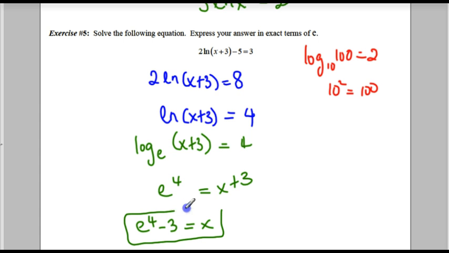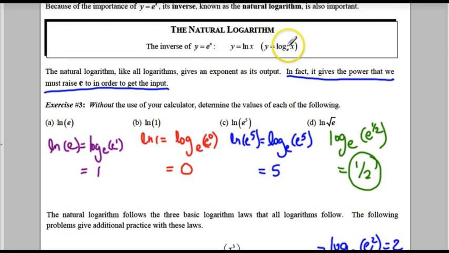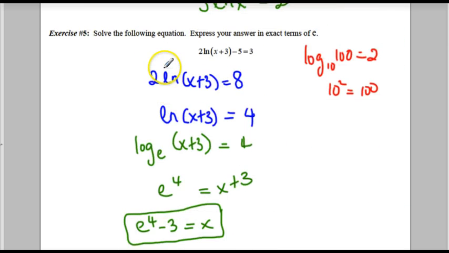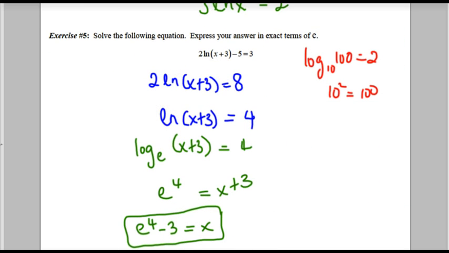So this had to do with a few laws. Here we had to do the isolation of the log. Then from here to here, we use the natural log, the inverse. And then our final answer was e to the fourth minus 3 is equal to x. It says leave it in terms of e.